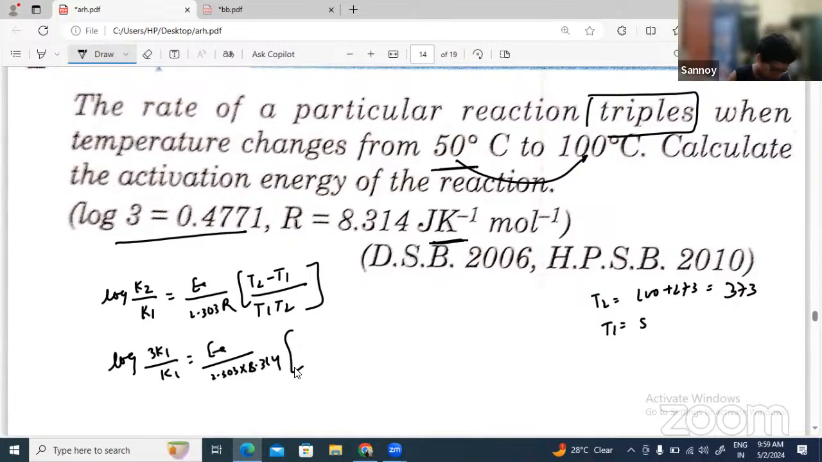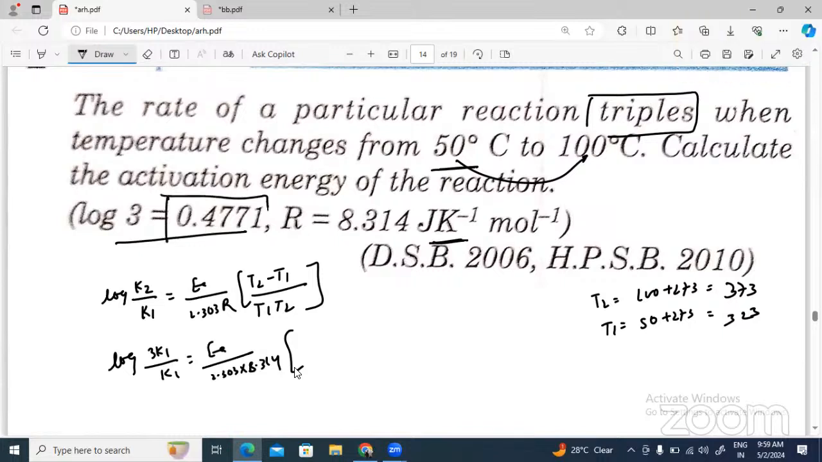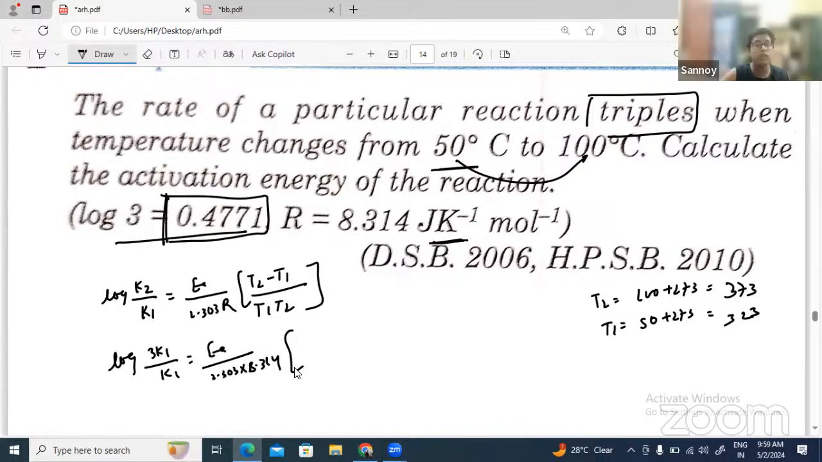K2 equal to 3K1. Log 3. Sir, what is the value of log 3, sir? It is not given. It is given here, you see. Yeah, I got it.